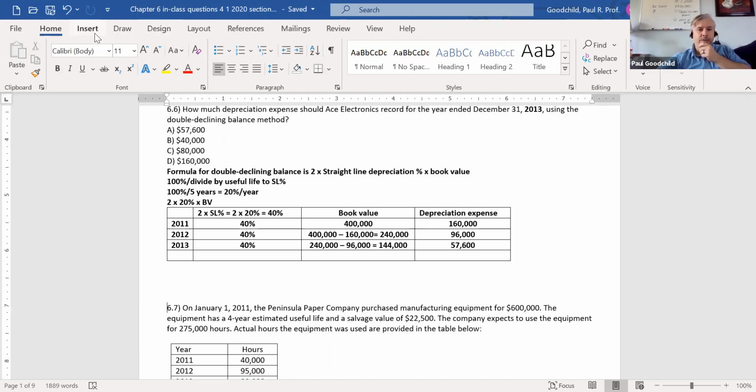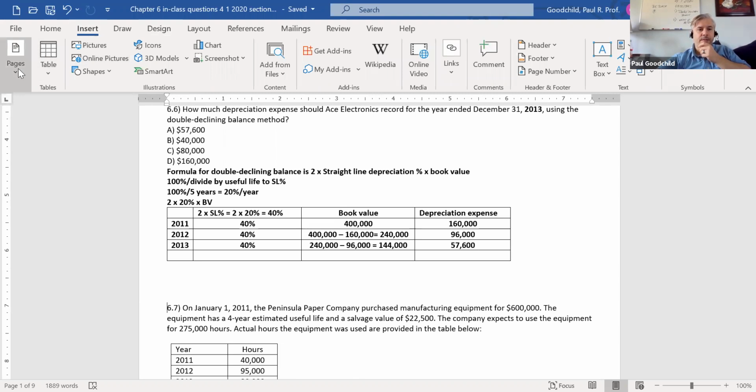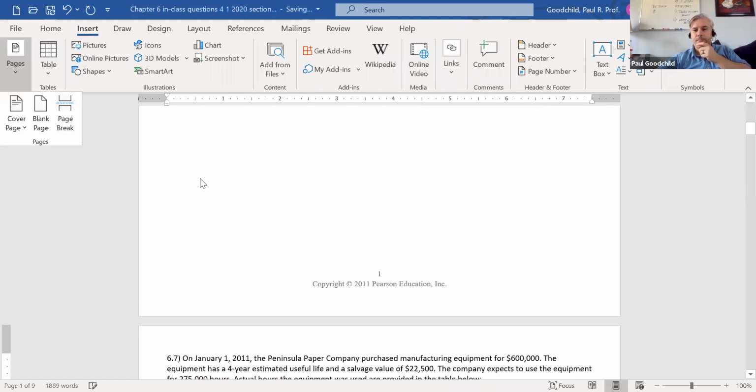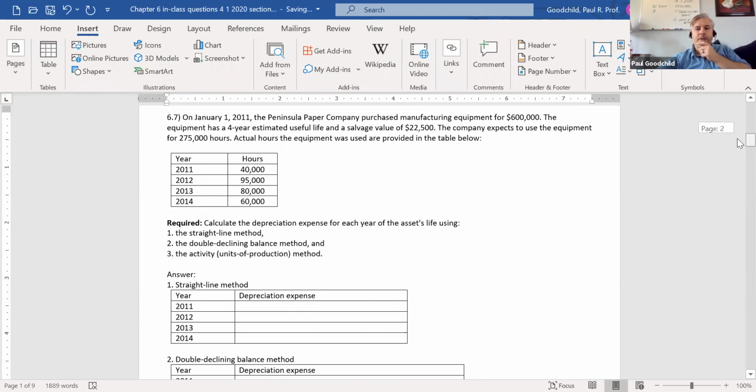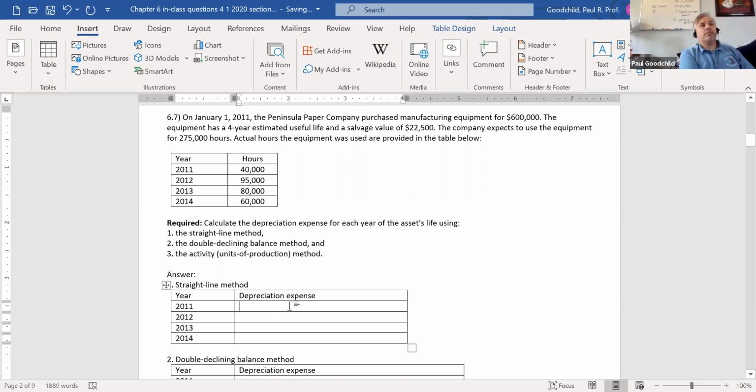I'm going to go ahead and insert a page break so I can see it. And then scroll down a little bit. Okay, so now we're on number 7. And what I want you to do is just calculate 2011 depreciation expense. And when you're done, yes, I'm sorry, the answer was A there.